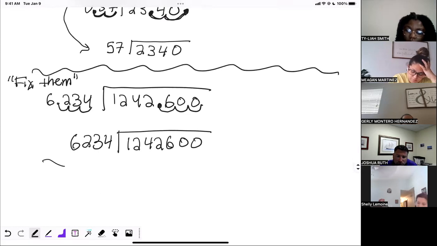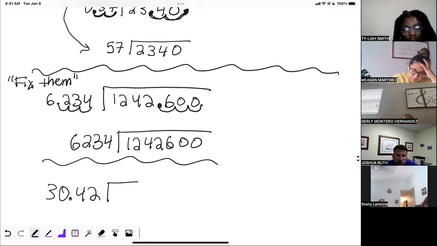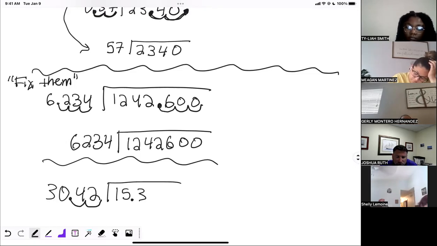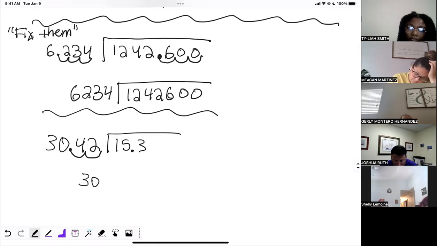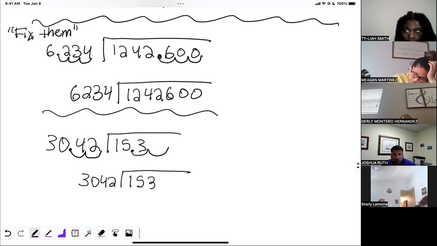Let's fix this one. 30.42 divided by, let's say we do 150. Or no, let's do something better. Let's do 15.3. I like that. All right, so I have to go on the outside. I have to move it 2 decimal places, which means I have to move this one 2 decimal places, but let me write down the new number. 1, 2, 15, 30. And that would be my new problem.